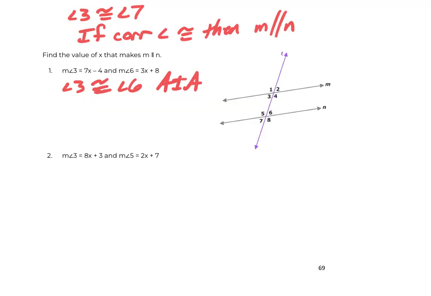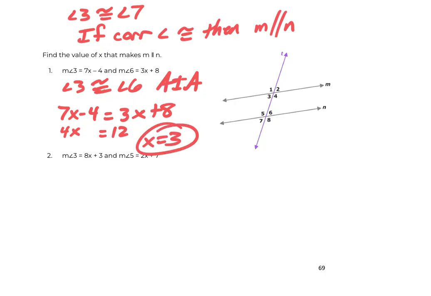That makes that true. So angle 3 is 7x minus 4. Angle 6 is 3x plus 8. And we're going to solve for x. So I'm going to subtract 3x from both sides. I'm going to add 4 to the other side. And we get x equals 3. If x equals 3, then those two lines would be parallel. And what we used here is the converse of the alternate interior angle theorem.